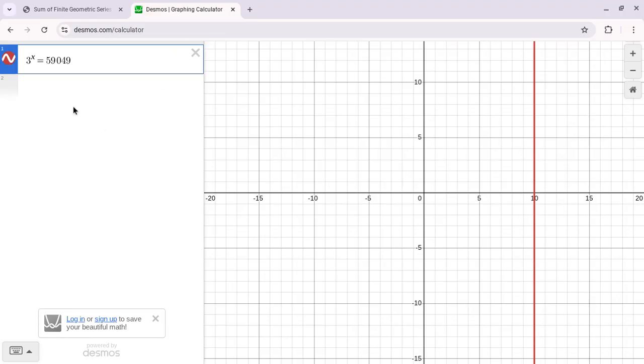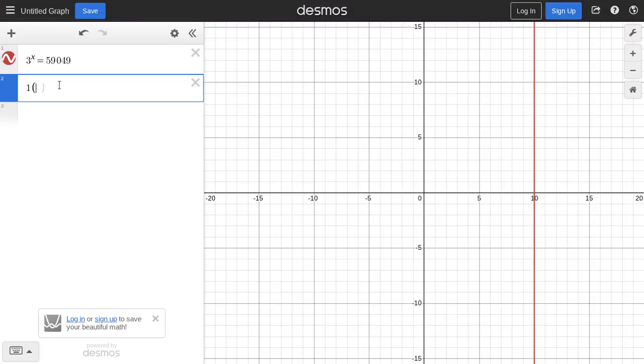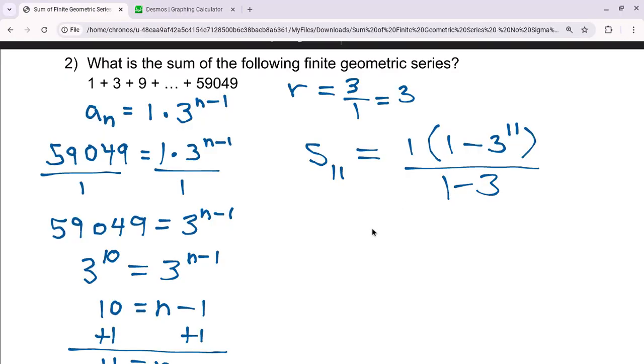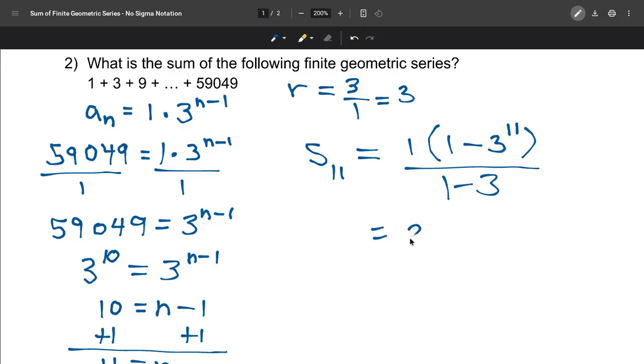All right, so let's go over here. We'll do 1 times 1 minus 3 to the 11th power, all divided by 1 minus 3, and we get 88,573. So our sum here is 88,573.